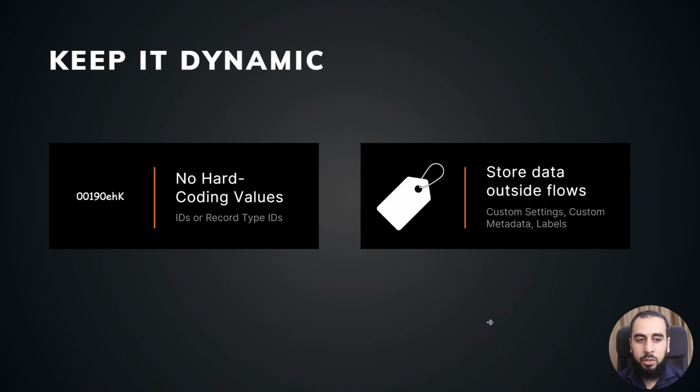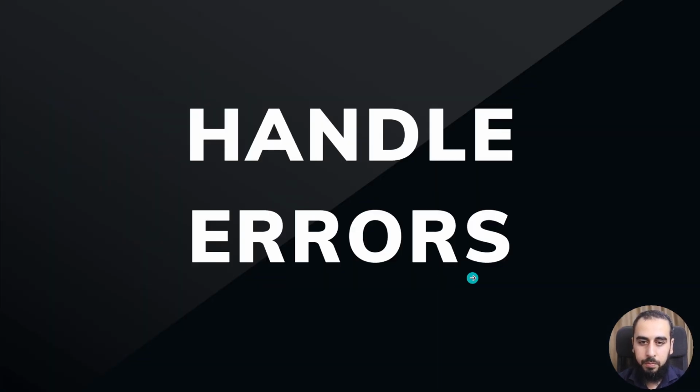And one good practice to do as well is to store data outside flows. You could store data in custom settings or custom metadata or labels, instead of storing them in the flow. Another benefit that this gives is it makes it admin accessible, meaning that admins could add and update information from these places, or you could even store some information in the objects themselves, as actual records. Admins and other users could make edits without having to edit the flow itself.